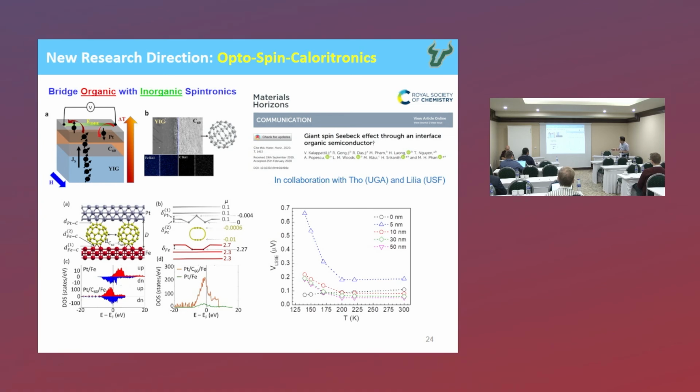So what it means is, when you have an organic semiconducting layer, C60 here, this one eventually reduces the conductivity mismatch between yttrium iron garnet and platinum significantly. Our DFT calculation shows that by introducing the C60 in between, we can radically increase the density of states right here compared to just yttrium iron garnet and platinum. And with that, we can enhance the spin-Seebeck effect radically.